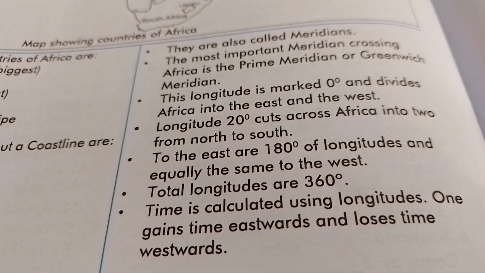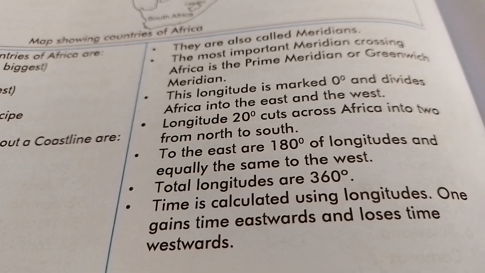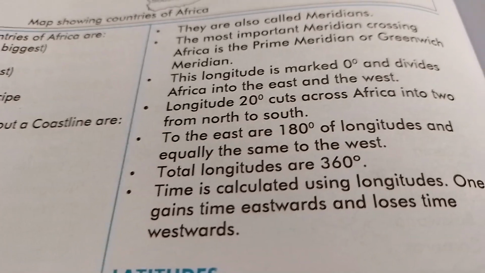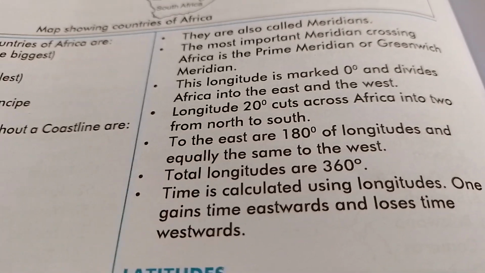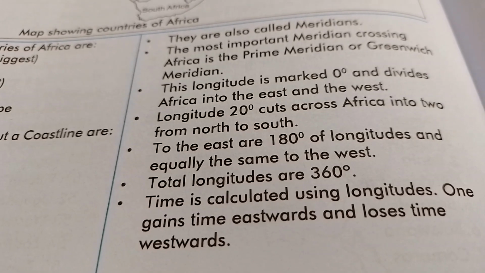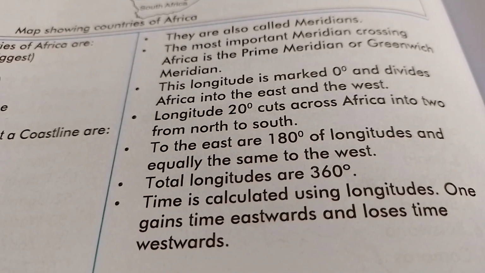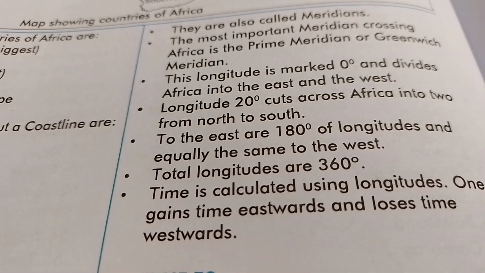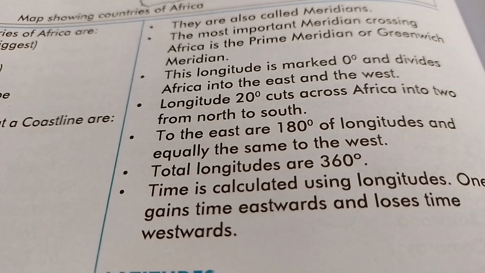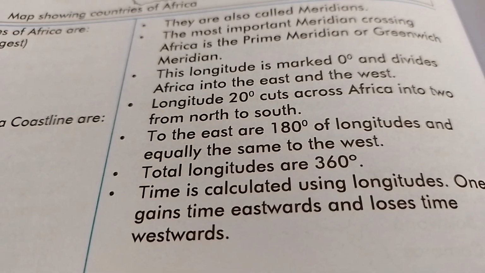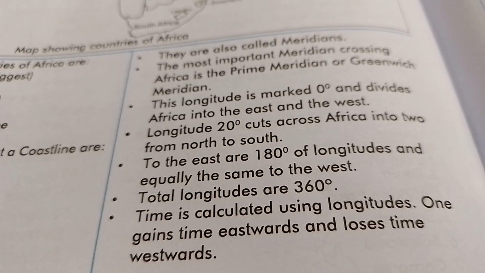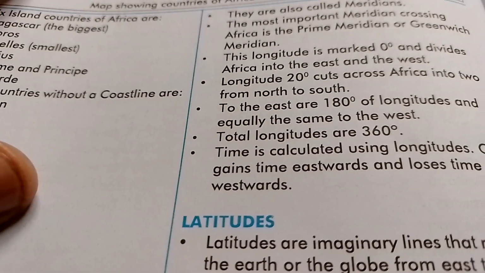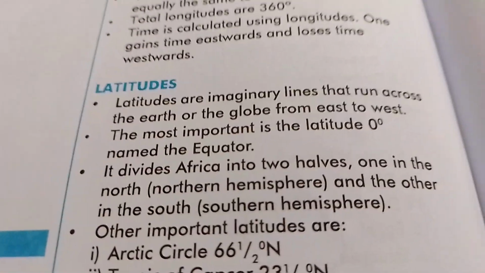Here we calculate time whereby the eastwards of the prime meridian gain time, while the westwards of the prime meridian lose time. So which means that time is calculated using longitudes. One gains time eastwards and loses time westwards, which means all countries towards the eastern side of the prime meridian, in terms of hours they are ahead, and all countries westwards of the prime meridian, in terms of time, they are behind. Then from there we come to what we call latitudes.